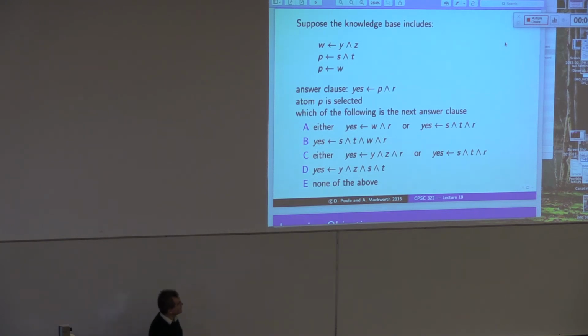All right, suppose this is the same knowledge base, but the answer clause is yes if P and R, and we're going to select atom P. Which of the following is the next answer clause in a proof? All right. How are we going? Anyone need more time?